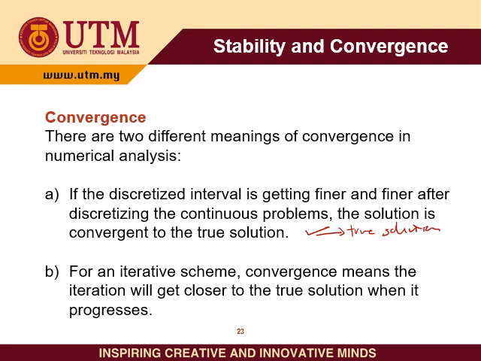For any iterative scheme, convergence means the iteration will get closer to the true solution as it progresses. As we said before, stability is related to convergence. So here we can see that convergence also means the iteration will get closer to the true solution as it progresses. So basically it moves more towards the true solution for the question.